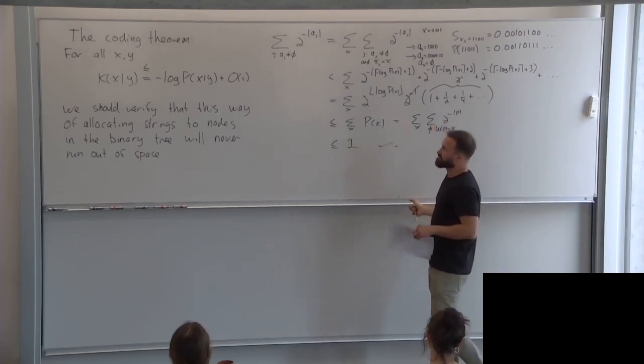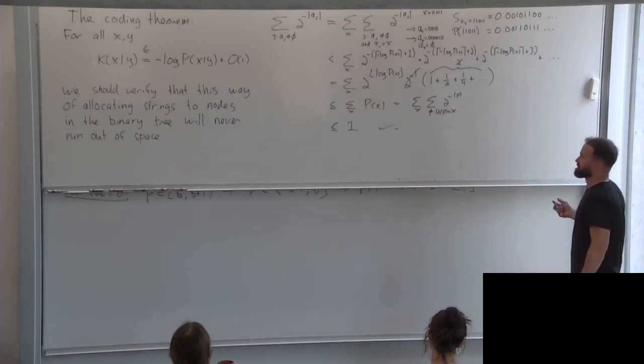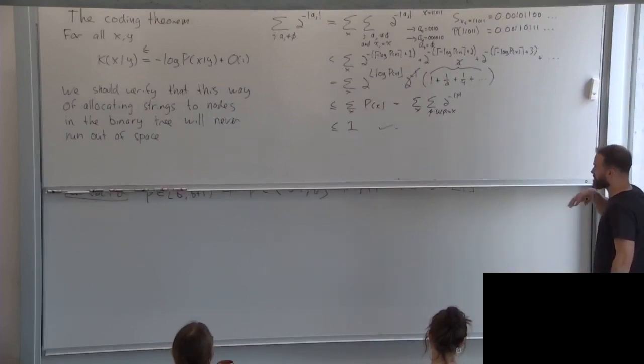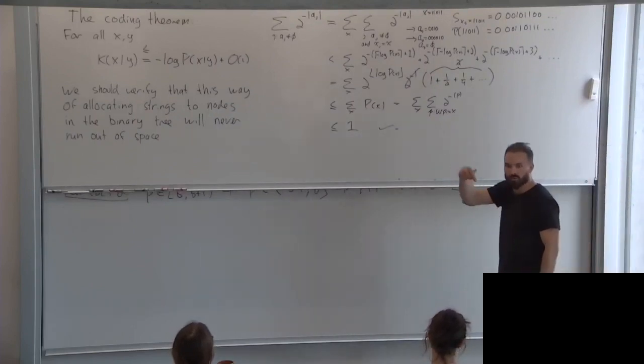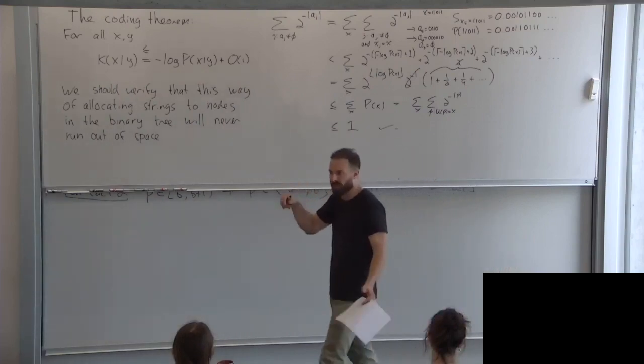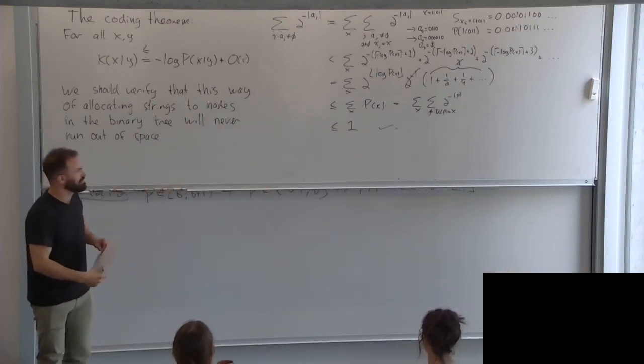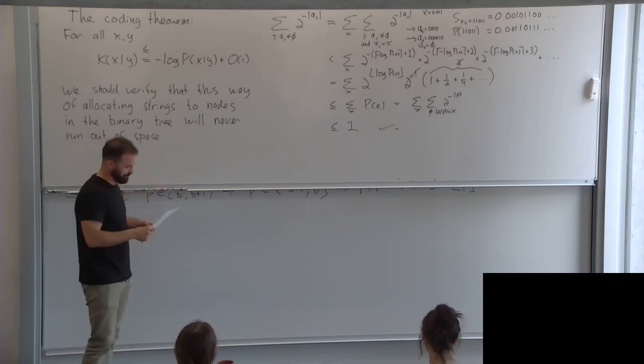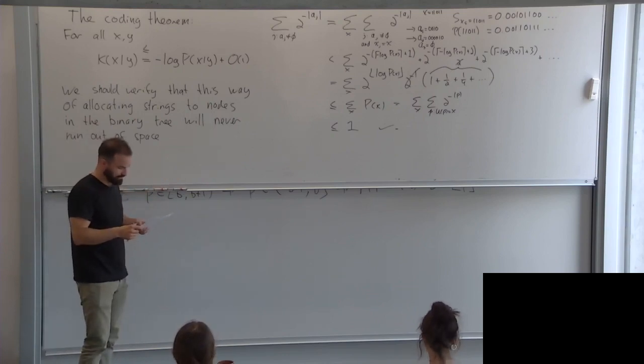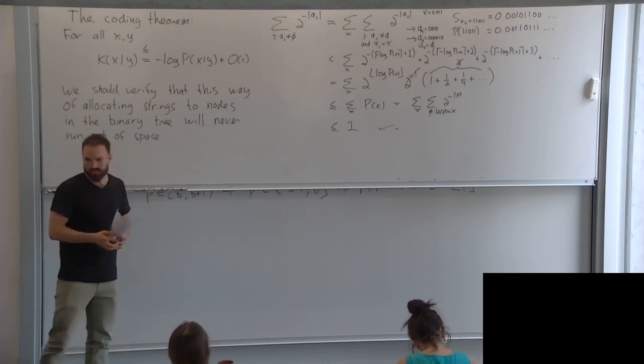1. Okay, so this completes the proof, because now we know that I'm not assigning nodes in just any kind of way. I'm assigning nodes in a way that I know I will not run out of space. So this was sort of needed to finish the proof of last time. Are there any questions with that?